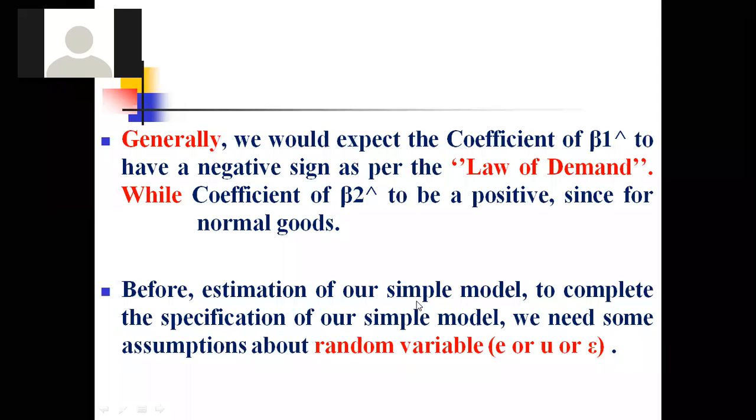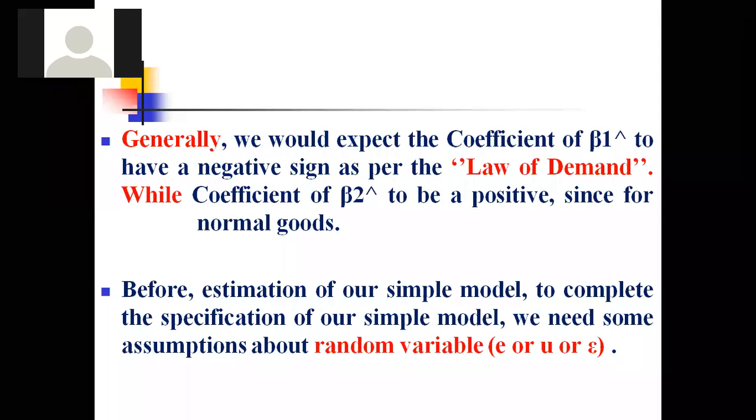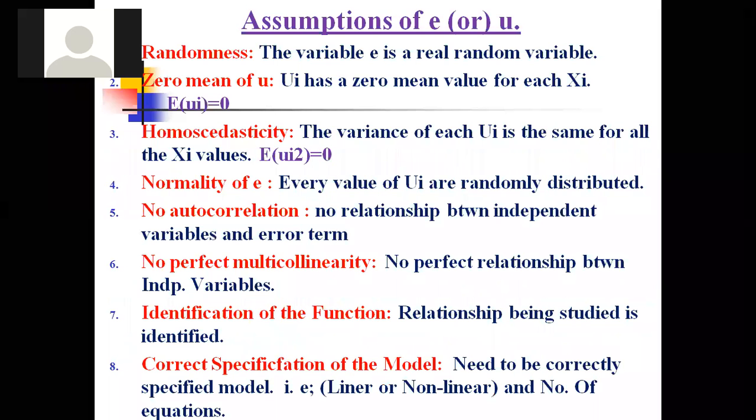Then, before estimation, to complete the specification of our simple model, we need some assumptions. So this is the background of multiple regression. Before estimating the parameters beta 0, beta 1, beta 2, we need to follow certain assumptions about the random variable. We already discussed in the previous classes or unit: what are the assumptions of the error term, that is u or e or epsilon? Let's go through them.